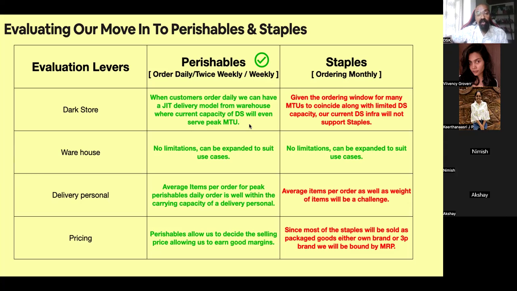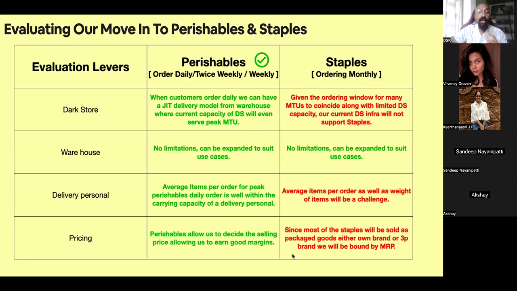Now, when it comes to delivery personnel, for perishables, the number of items we've seen, even for someone like Anita, turns out to be about 7 to 10 items. It's something a delivery person can safely carry. Whereas if you look at staples, most people tend to order large quantities. They're very heavy, and more often than not, the current infrastructure, be it the individual or the vehicle used to transport, becomes a constraint, which means you need to rethink your last mile supply chain, which is an order of magnitude of a structural shift in terms of business.